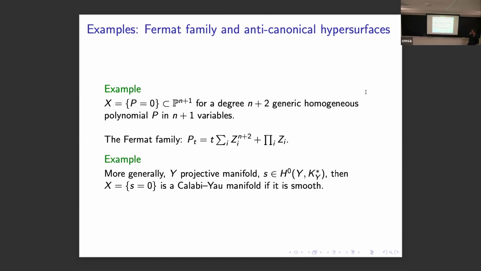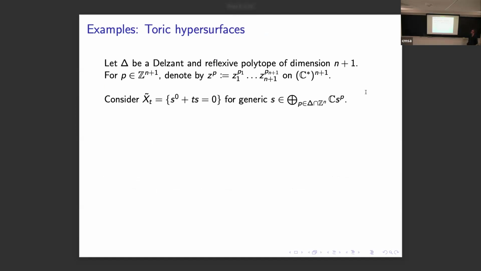So you can do this a bit more generally. We start with a projective manifold and a section of the anti-canonical bundle, so the dual of the canonical bundle, where the section should not be 0. Then you can look at the zero set, and as long as it's smooth, you get a Calabi-Yau. So in this talk, a version of this will give us the type of family that we study.